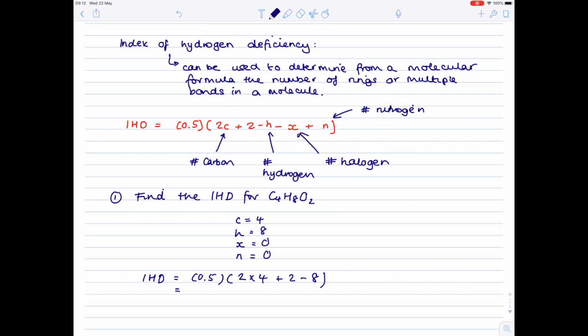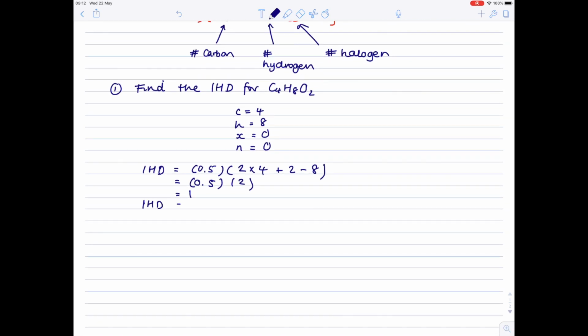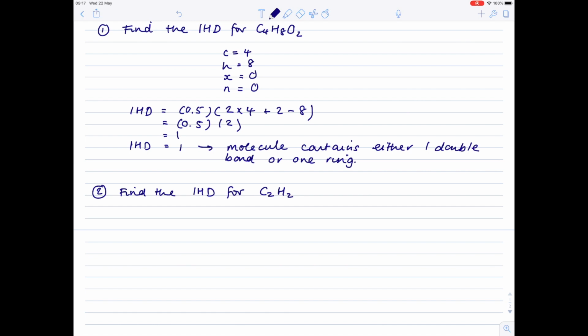So then we need to sort out that bracket. 2 times 4 is 8, plus 2 is 10, minus 8 equals 2, and 0.5 times 2 is 1. So the index of hydrogen deficiency here is 1, and therefore we can infer that the molecule contains either 1 double bond or 1 ring.